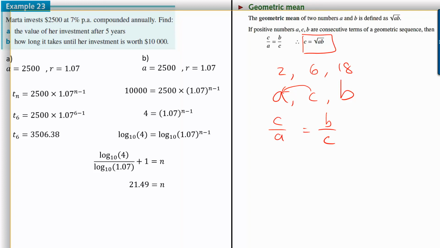Now from here, how did you get C equals root of AB? Solve for C. If I times both sides by C, C divided by C cancels out, and I get C squared on A equals B. Then times both sides by A, A divided by A cancels out to be 1, so C squared equals A times B, and C equals root of AB. Makes sense? There is no need to memorize all this. If you understand what a geometric sequence is, hence geometric mean, you can figure out the ratio. That's your geometric mean and that's it.